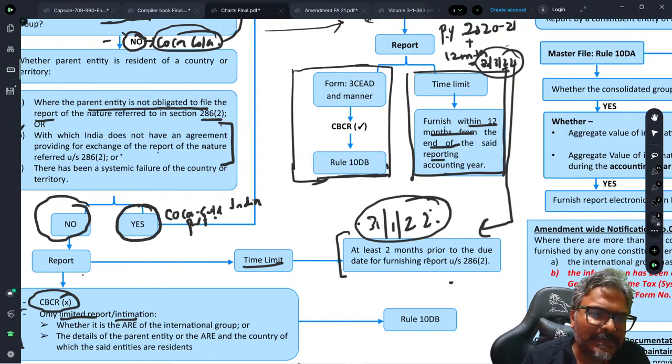This is all about, students, the CBCR provision. Now we move to the master file. The next documentation in the process, students, is the master file. Now what is there in the master file, students, the documentation?